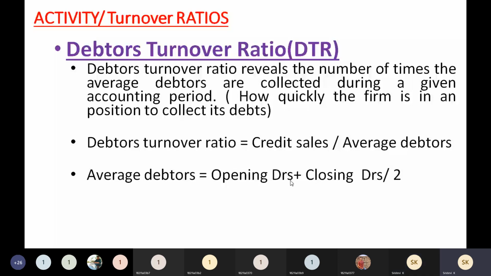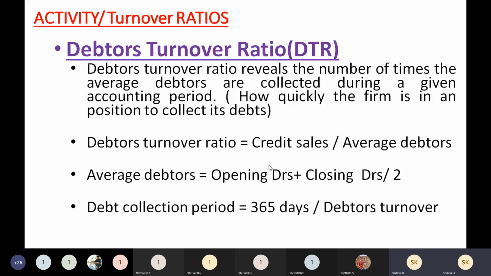Okay. And how are you going to get credit sales? If it is given directly, you can use the credit sales. Otherwise, sometimes total sales will be given and the percentage of credit sales may be given, or cash sales may be given. So based on the information, you derive the credit sales.